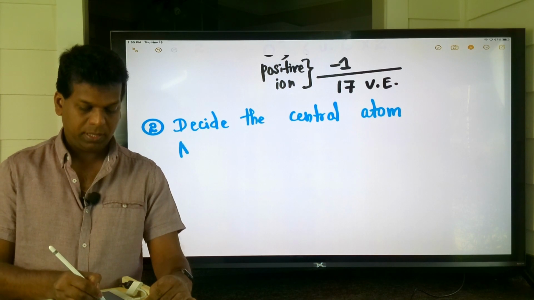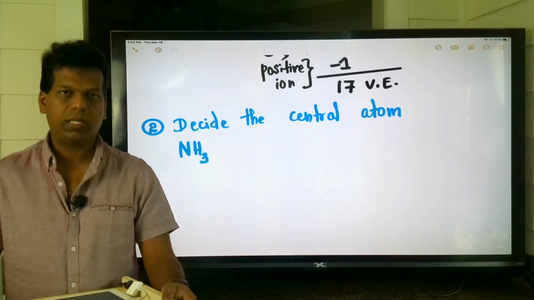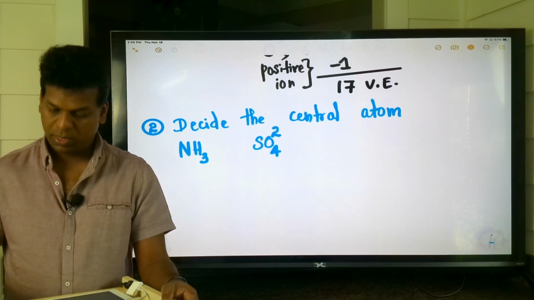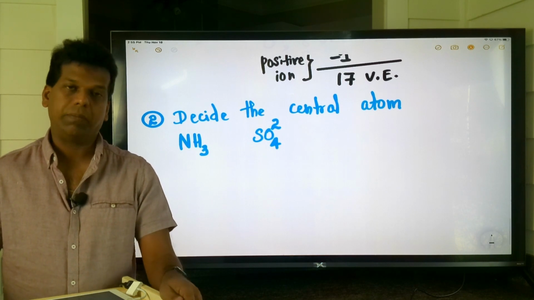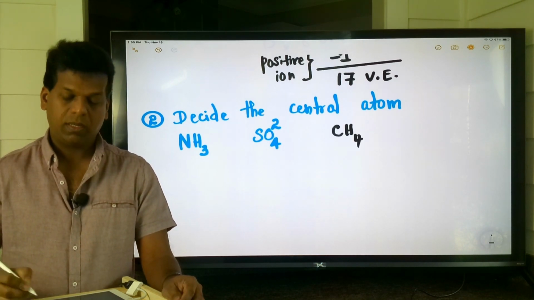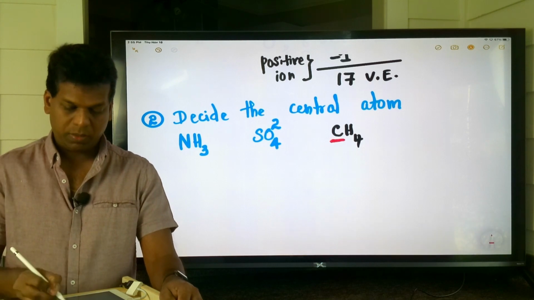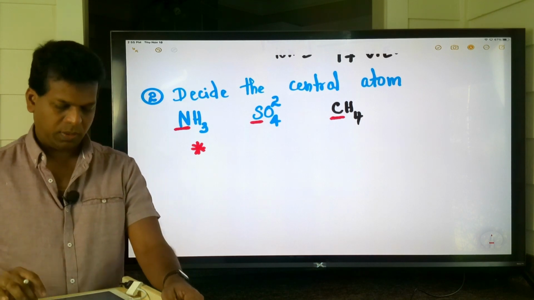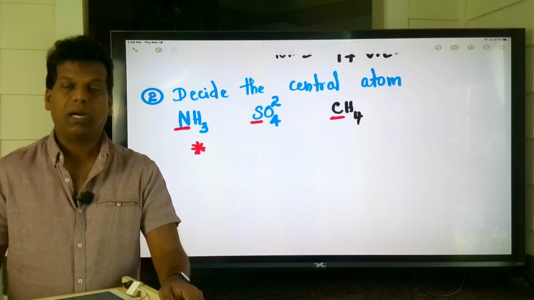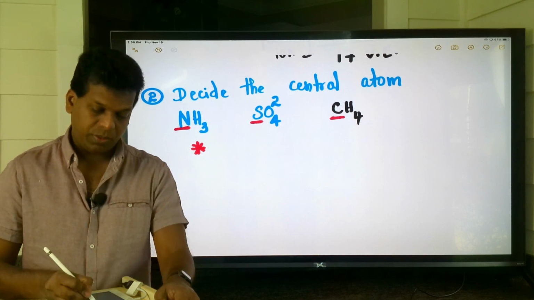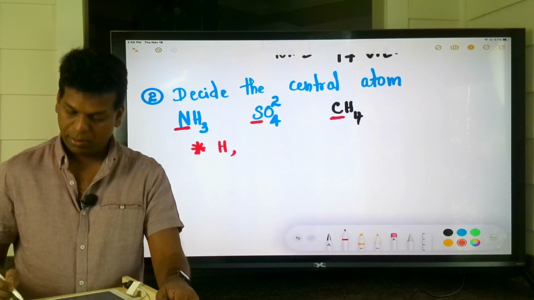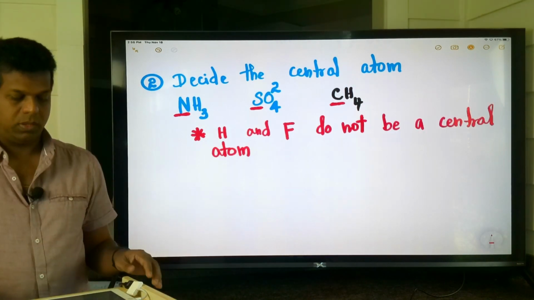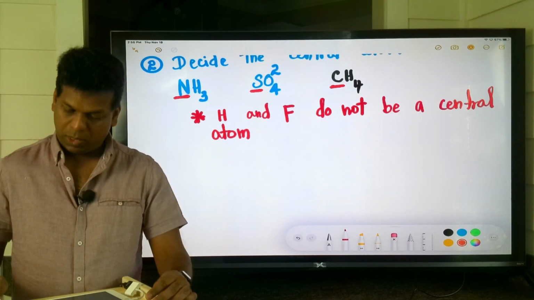For example, in NH3, nitrogen is the central atom. If I draw the Lewis dot structure for SO4 2-, the sulfate ion, sulfur is the central atom. If I do, let's say, CH4, carbon is the central atom. How do I know it? This is how we decide. It's easy to decide. Just remember these 2 facts before we decide the central atom. Hydrogen and fluorine, the group 7 element fluorine, do not sit in the middle. They will be terminal atoms. That is one thing to understand.